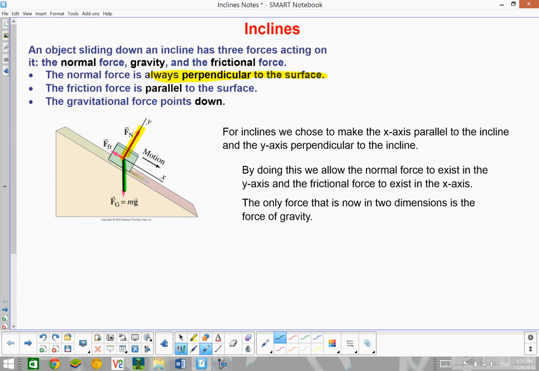Lastly, as long as friction exists, we will always include friction, and it'll always be opposing the direction of motion. So in this example, the motion is down the plane, so the force of friction will be up the plane. Another way of looking at it is it's always parallel to the surface itself.